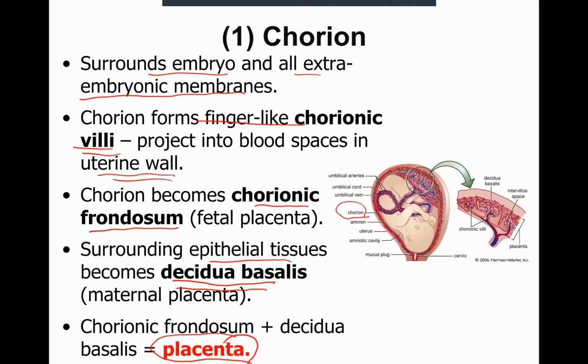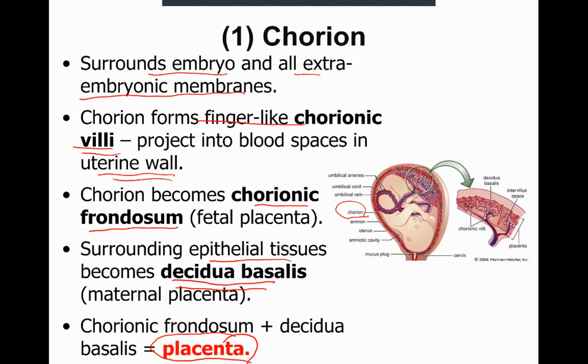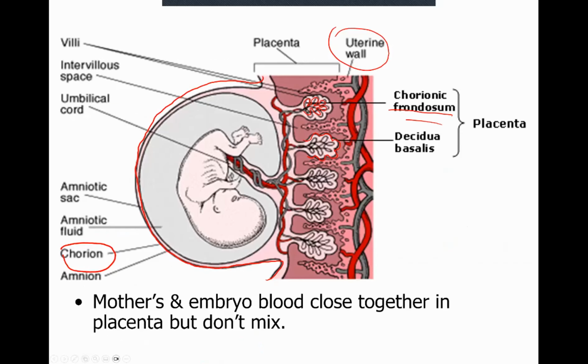Placenta tu apa? Bahasa Melayu kita panggil apa? Uri. Okay. Placenta ialah uri. Bukan tali pusat, tali pusat umbilical cord. Okay. So dia akan jadi placenta atau kita panggil uri.